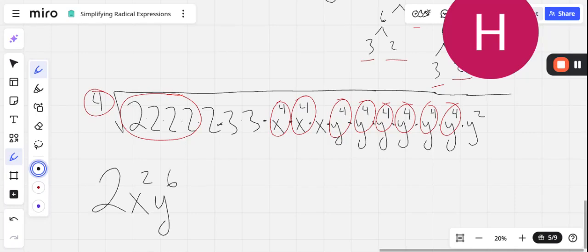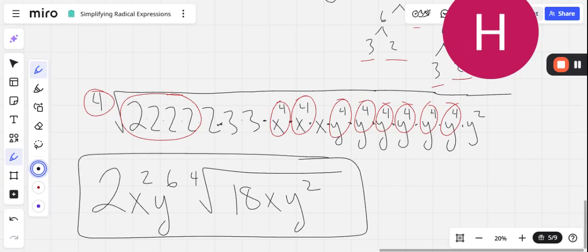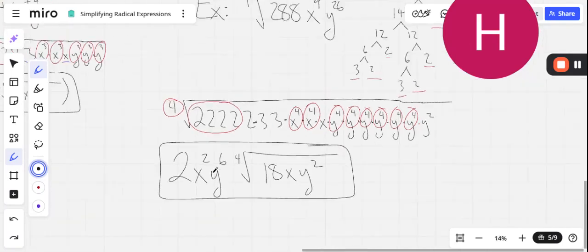And then we're going to multiply this by whatever is remaining. So the scraps are 2 times 3, that's 6 times 3 is 18. We have an x hanging out, and we have a y squared hanging out. And that is how you simplify it. You don't have to put parentheses there, but I was doing that to visually assist you and not think that this 4 is floating around anywhere else. It's on the radical. And that is the simplified form of this radical expression.